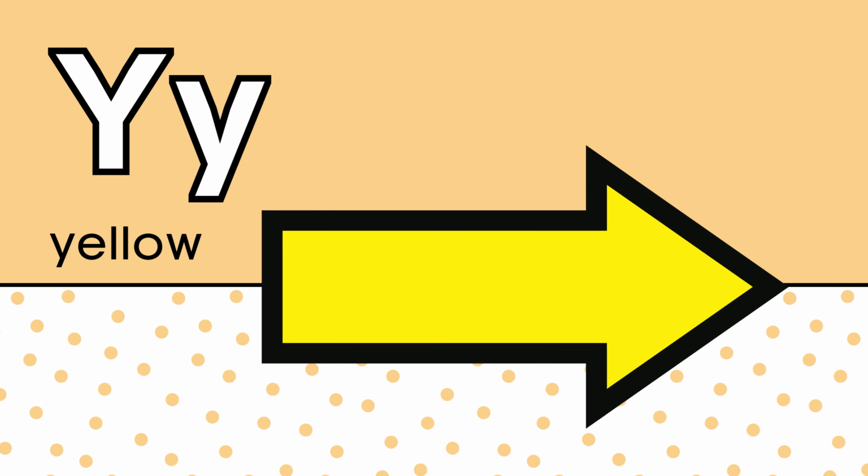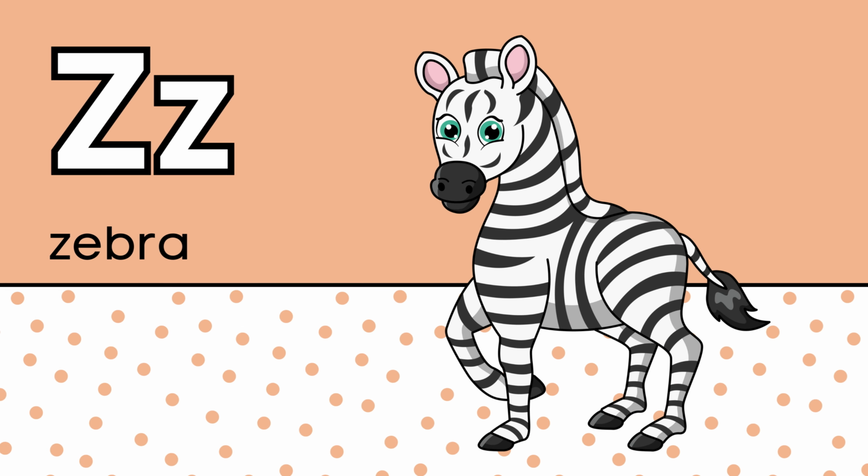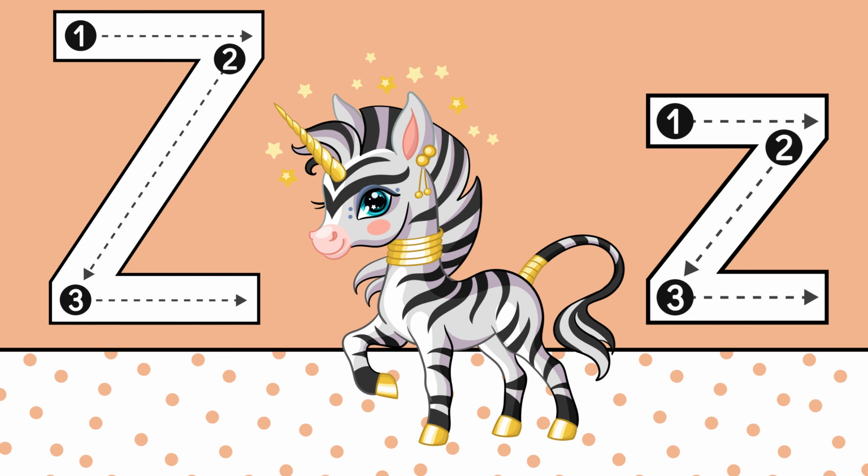Y is for yellow, yeah, yeah, yellow. Z is for zebra, z, z, zebra.